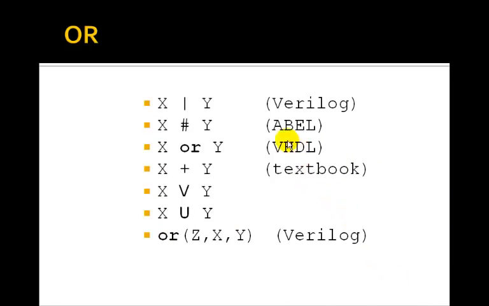Here are some other symbols for OR. ABEL uses this pound sign for OR. Textbooks sometimes use a plus sign. OR is like a logical addition. This V or U symbol is sometimes used to indicate the OR operation. And again, Verilog has a function OR with output Z and inputs X and Y.